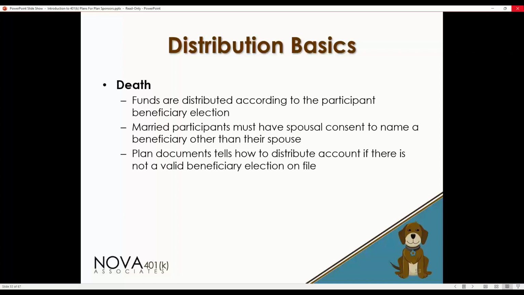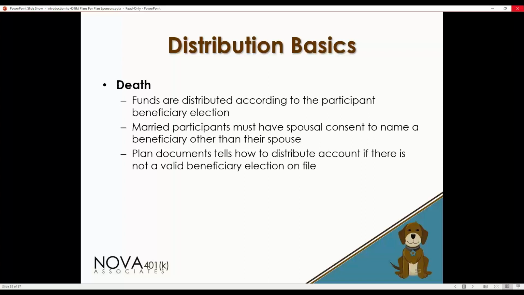But in the event that the participant has not filled out a beneficiary election form, the regulations state that if they are married, their spouse will be the beneficiary of that retirement account automatically, unless there's a spousal consent form on file that states that that spouse has agreed to not be the beneficiary.